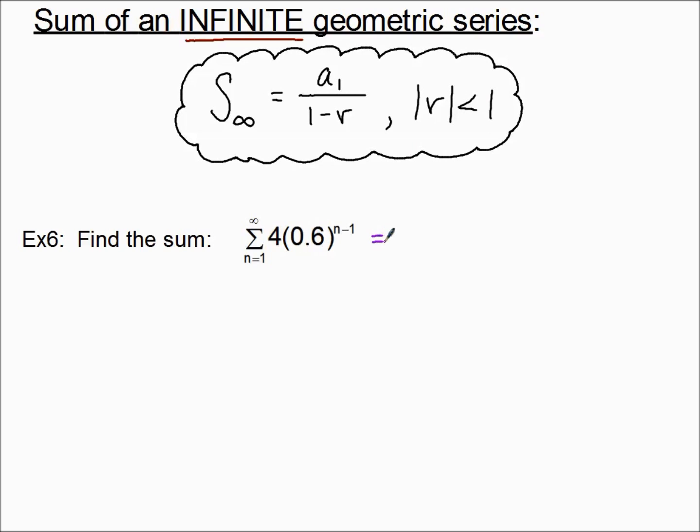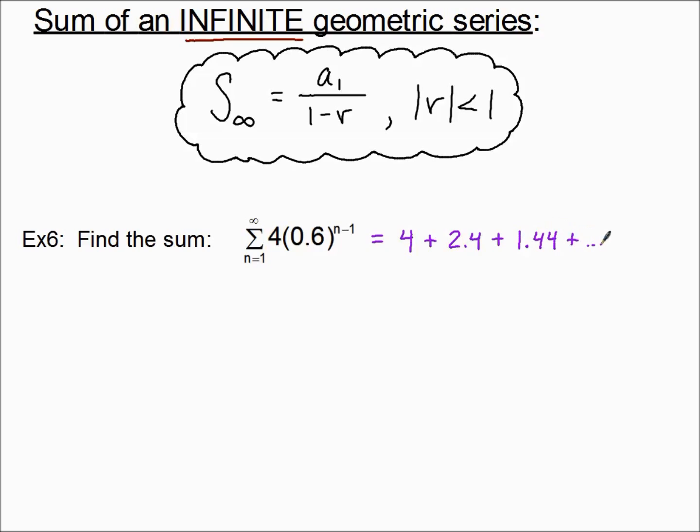Let's start to see what these terms actually are. I have to plug in a 1 and a 2 and a 3 and a 4, all the way up to infinity, which obviously I'm not going to get to. But if I plug in a 1, 1 minus 1 becomes 0. The base to the 0 becomes 1. So my first term is 4 times 1. My next term, if I plug in a 2, is 0.6 to the first power times 4, which is 2.4. And if I plug in a 3, I get a squared power, so 0.6 squared times 4 gives me 1.44.